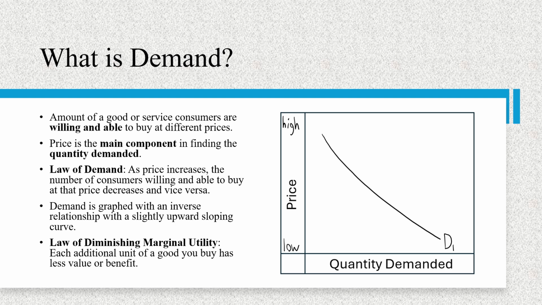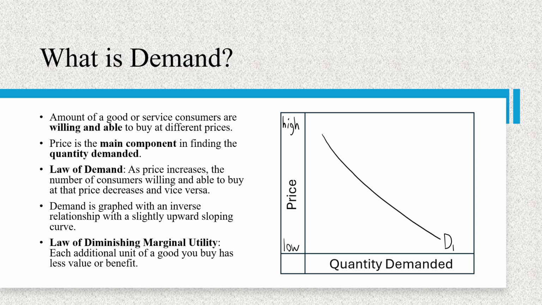Next, let's tackle what is demand. Well, demand is the amount of a good or service consumers are willing and able to buy at different prices. So as you can see on the graph and by the law of demand, as the price increases, the number of consumers willing and able to buy at that price decreases and vice versa.